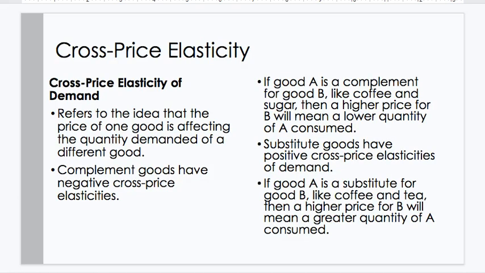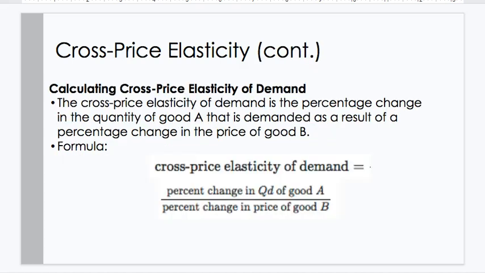Cross-price elasticity of demand refers to the idea that the price of one good is affecting the quantity demanded of a different good. Complement goods have negative cross-price elasticities. If good A is a complement for good B, like coffee and sugar, then a higher price for B will mean a lower quantity consumed of A. Substitute goods have positive cross-price elasticities of demand. If good A is a substitute for good B, like coffee and tea, then a higher price for B will mean a greater quantity of A consumed.